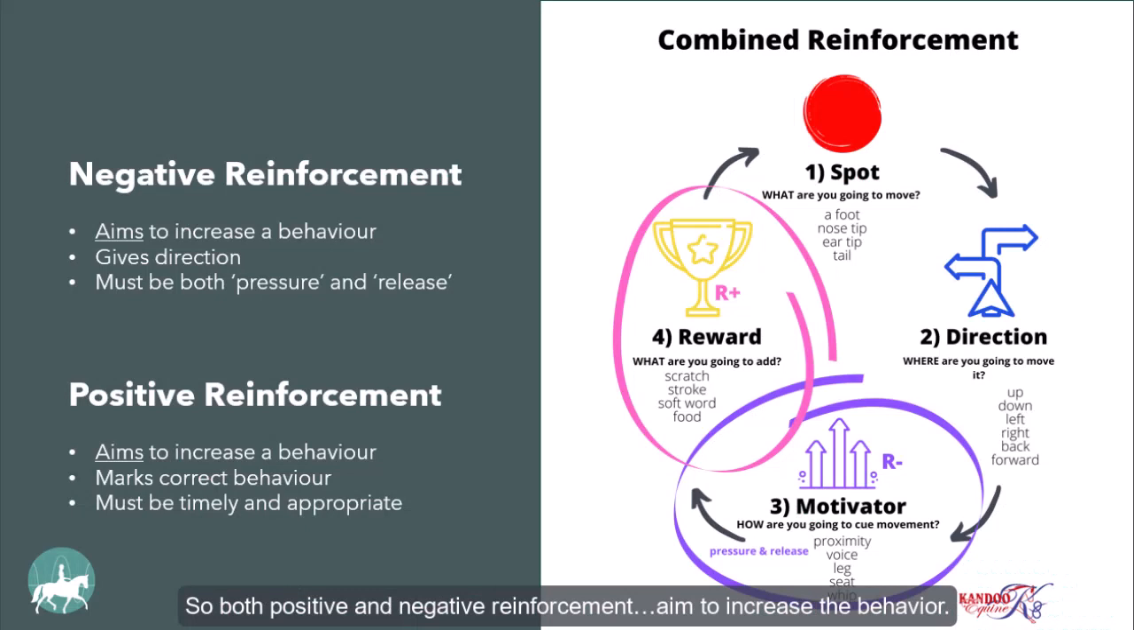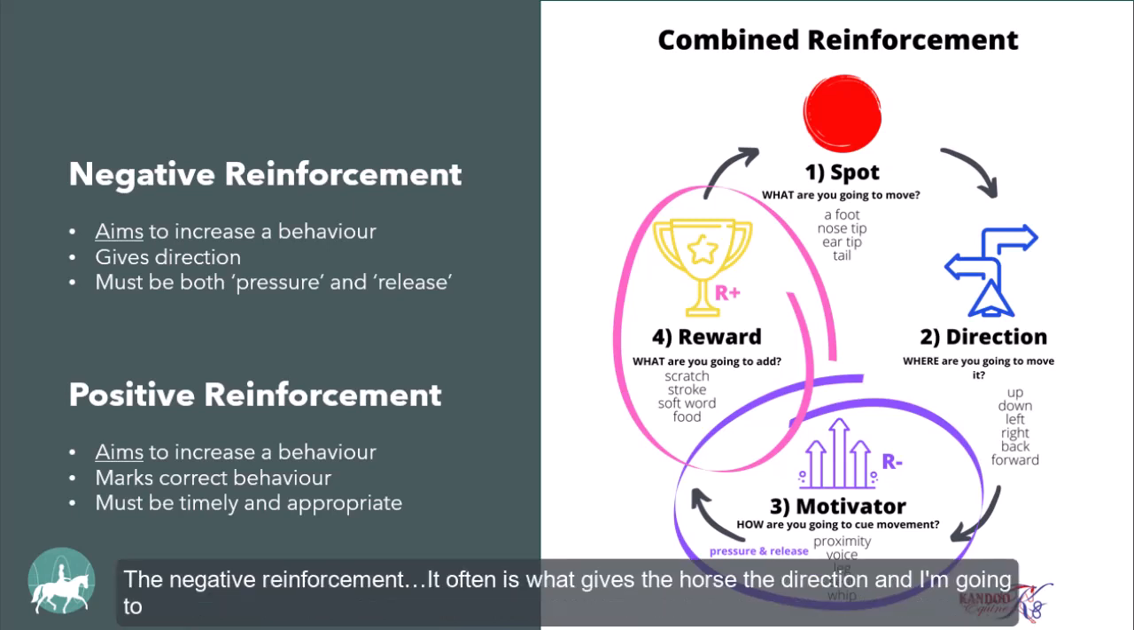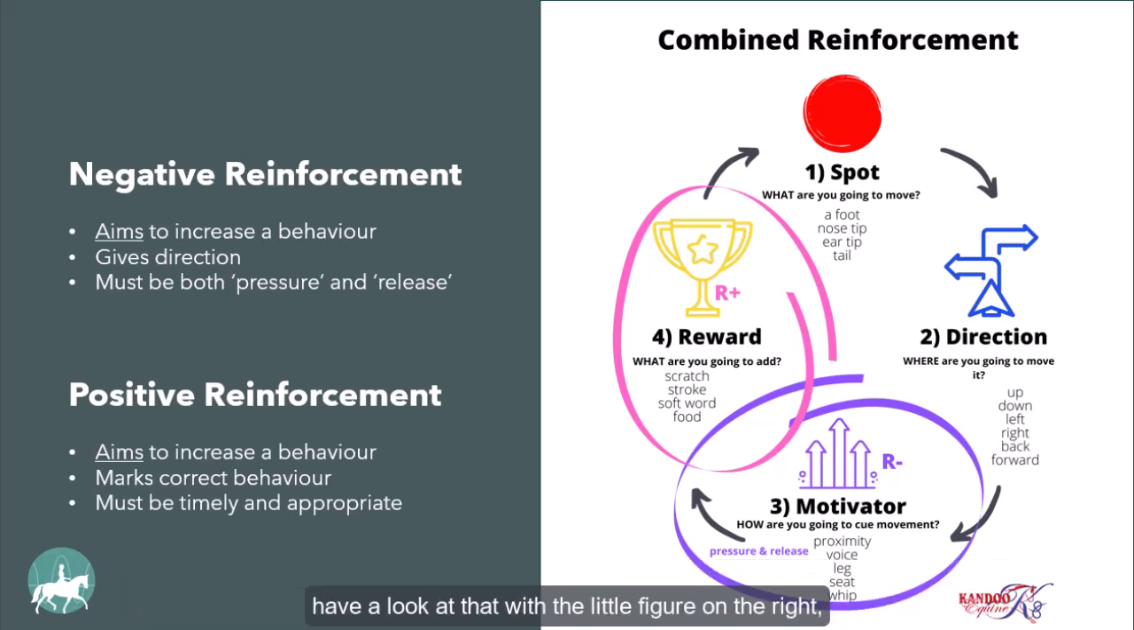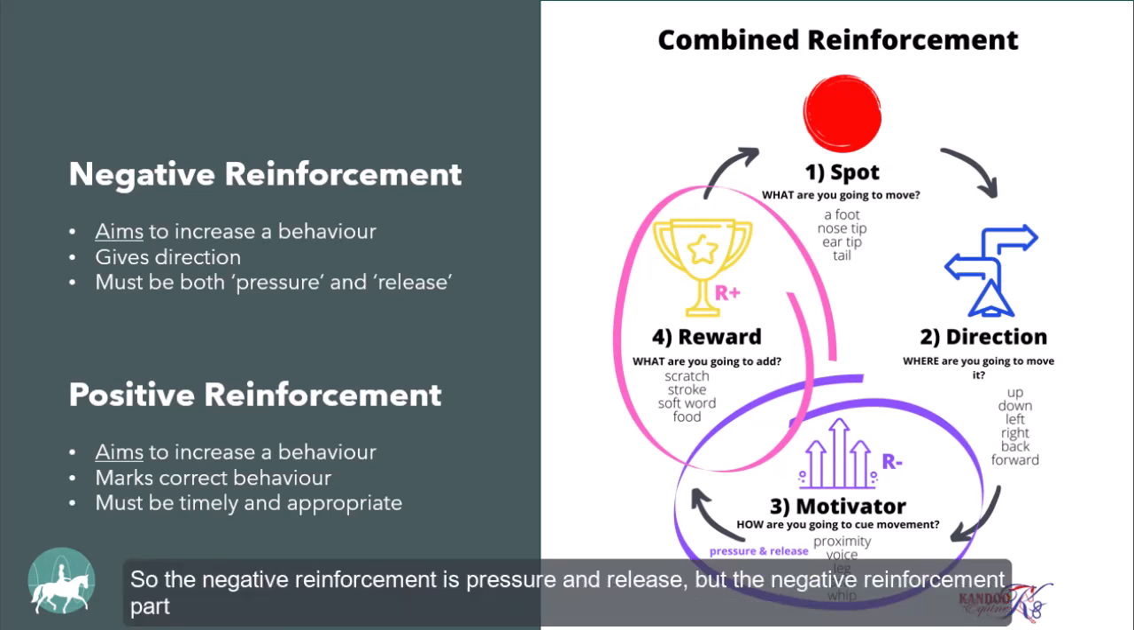So both positive and negative reinforcement aim to increase a behavior. The negative reinforcement often is what gives the horse the direction. And I'm going to have a look at that with the little figure on the right. But it has to be both the pressure and the release. So the release is not a reward. We need to add that. That's the positive reinforcement part. So the negative reinforcement is pressure and release.